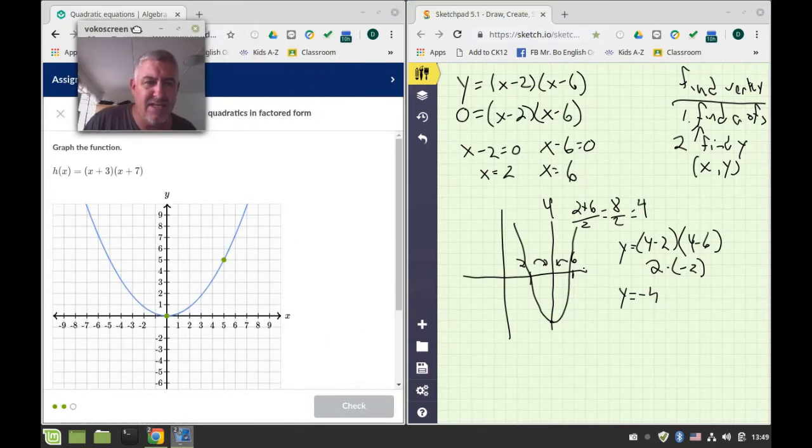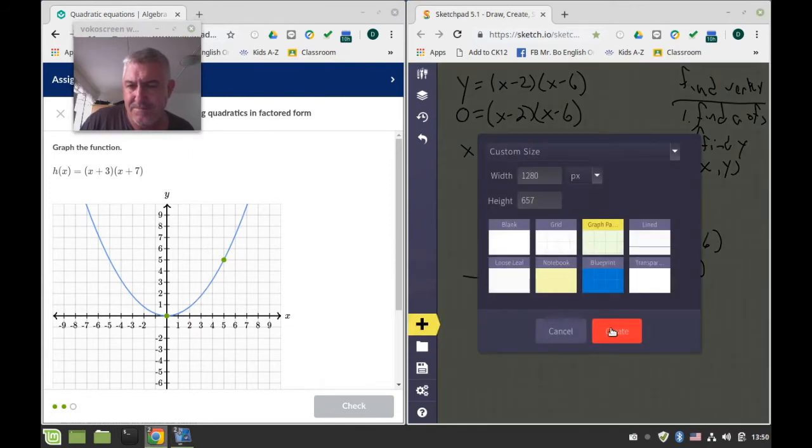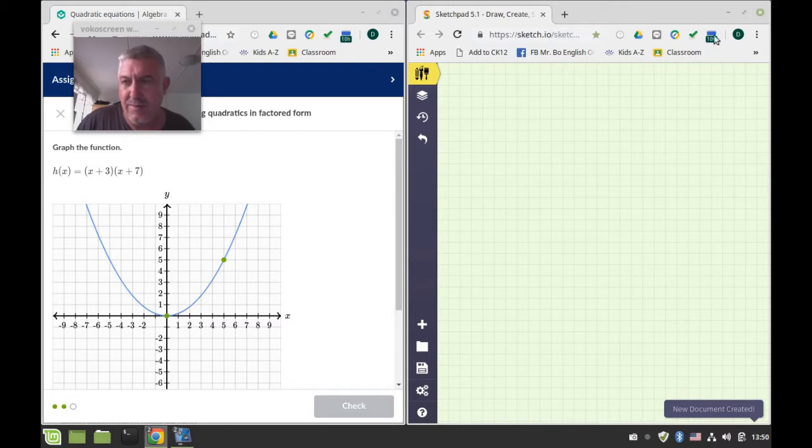Let's take a look at the next one, okay? Remember our steps for, oh, we don't have to do that. This is a new one. All right, so always read the directions. Always read the directions. Graph the function. So it wants us to graph.